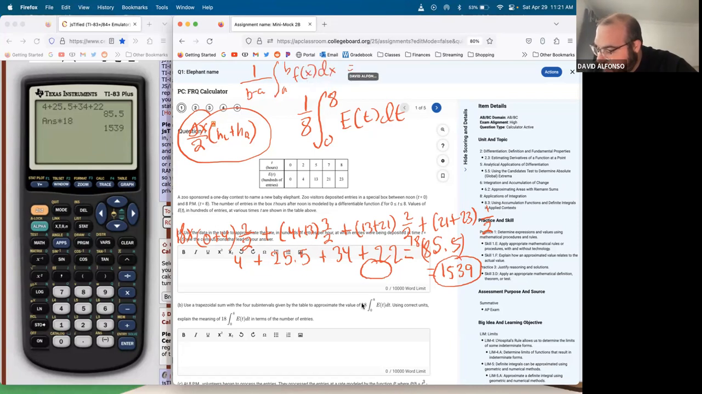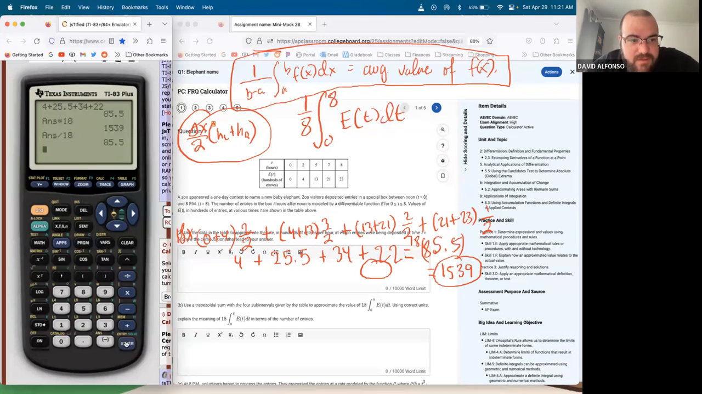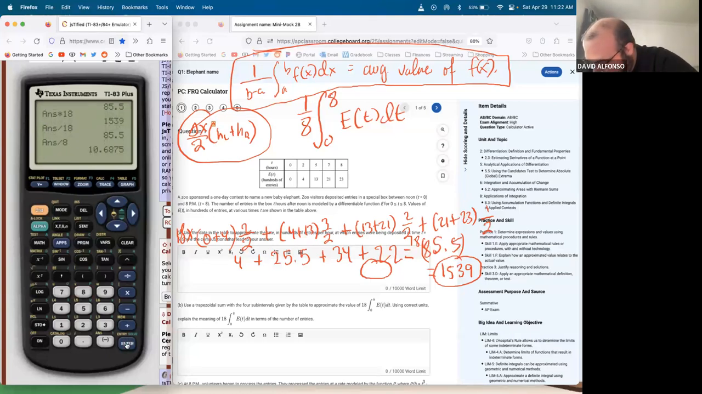This here is the average value of f of x. This is another incredibly important thing to remember. So what this represents now, I was like, what in the world does the 18 represent? So no wonder this was wrong. Let's divide this by 18 then. Let's fix this, and then I'm going to divide by 8 to fix that. So that's the correct answer.